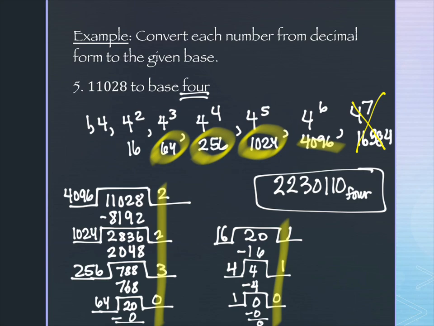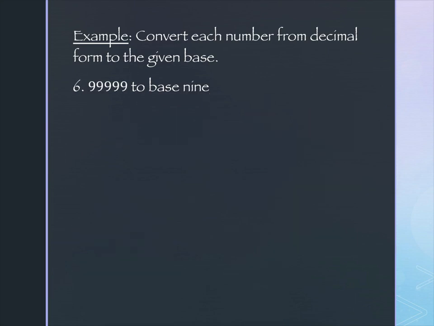Notice, the smaller the base, the more digits I have. Right? My number looked like 11,028. It had 5 digits. When I turned it into a base 4, it became 2230110. There are 7 digits now, right? More digits, smaller base. Try another one. 99,999 in base 9. Because there's no 9s in base 9, right?